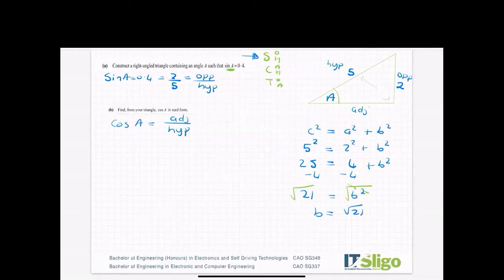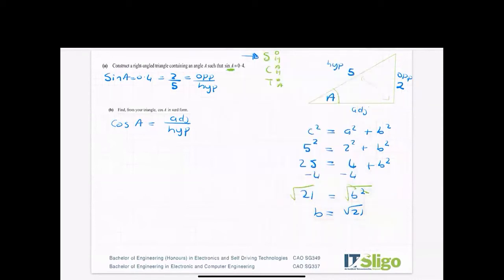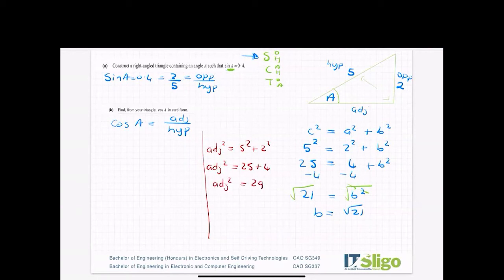Now, a common mistake here, I'm just going to show it to you while I'm here, is that people could write the side that I need, which was the adjacent squared, equal to 5 squared plus 2 squared. Our adjacent squared is equal to 25 plus 4. Adjacent squared is equal to 29, so the adjacent is equal to root 29. Okay, that's a very common mistake to make. I'm just putting a red X beside it.